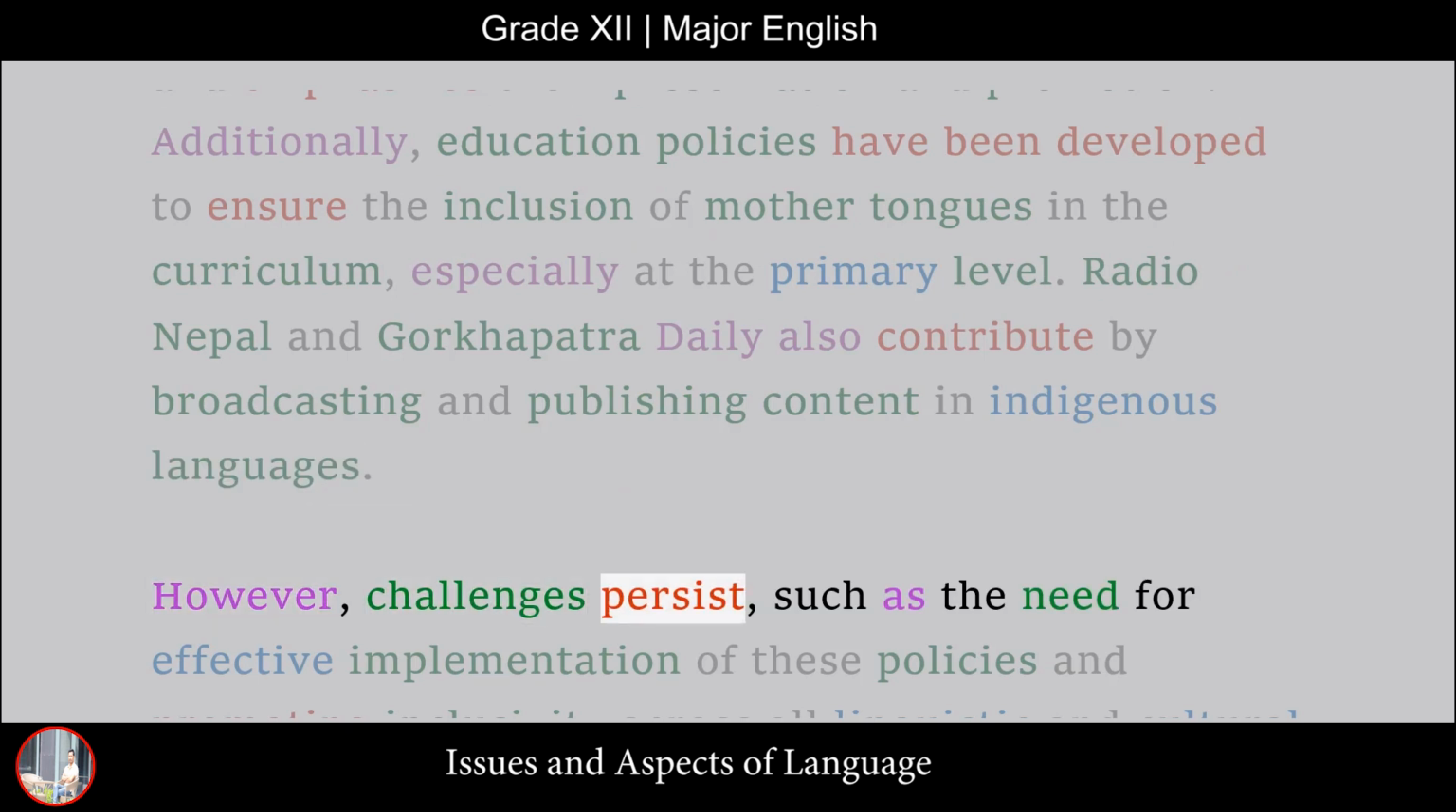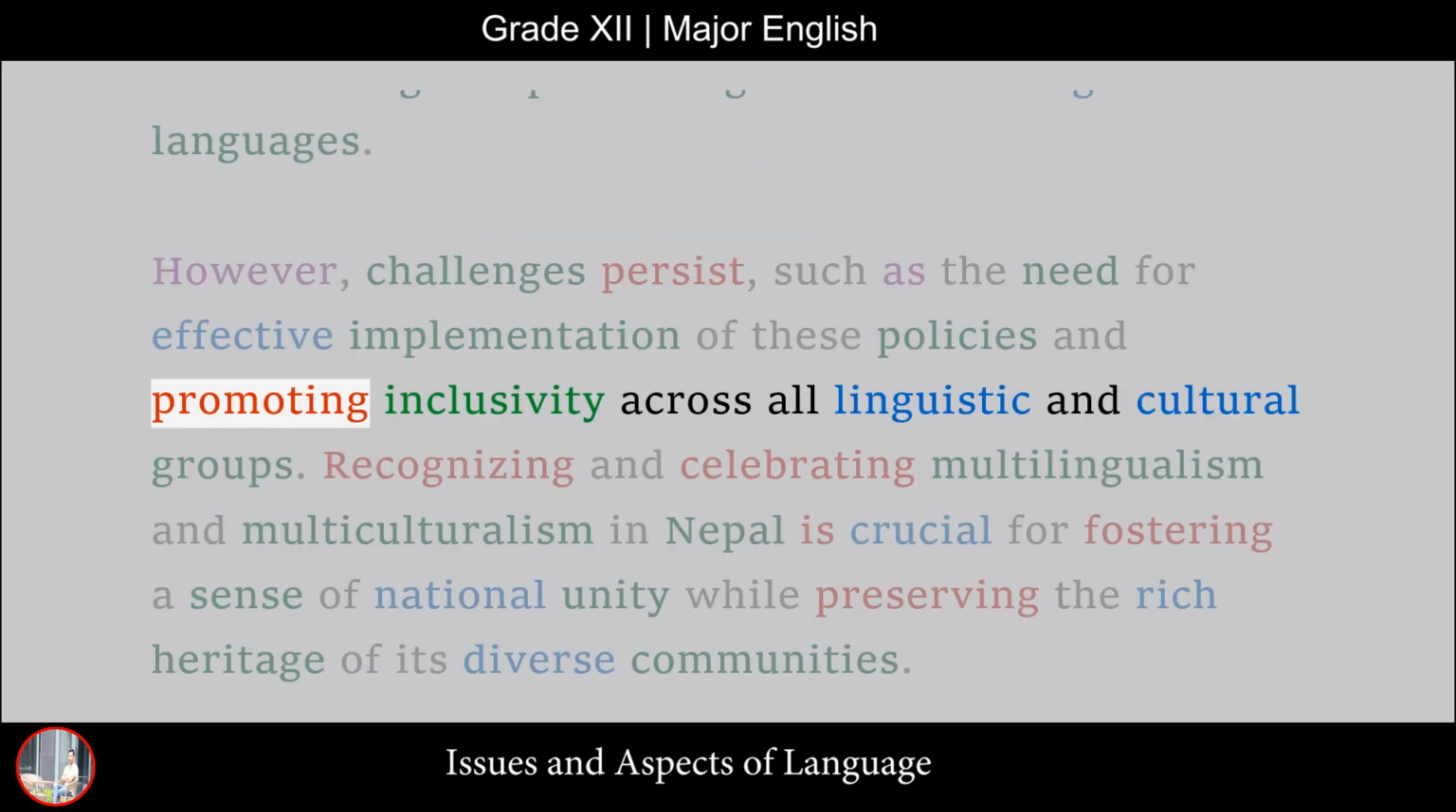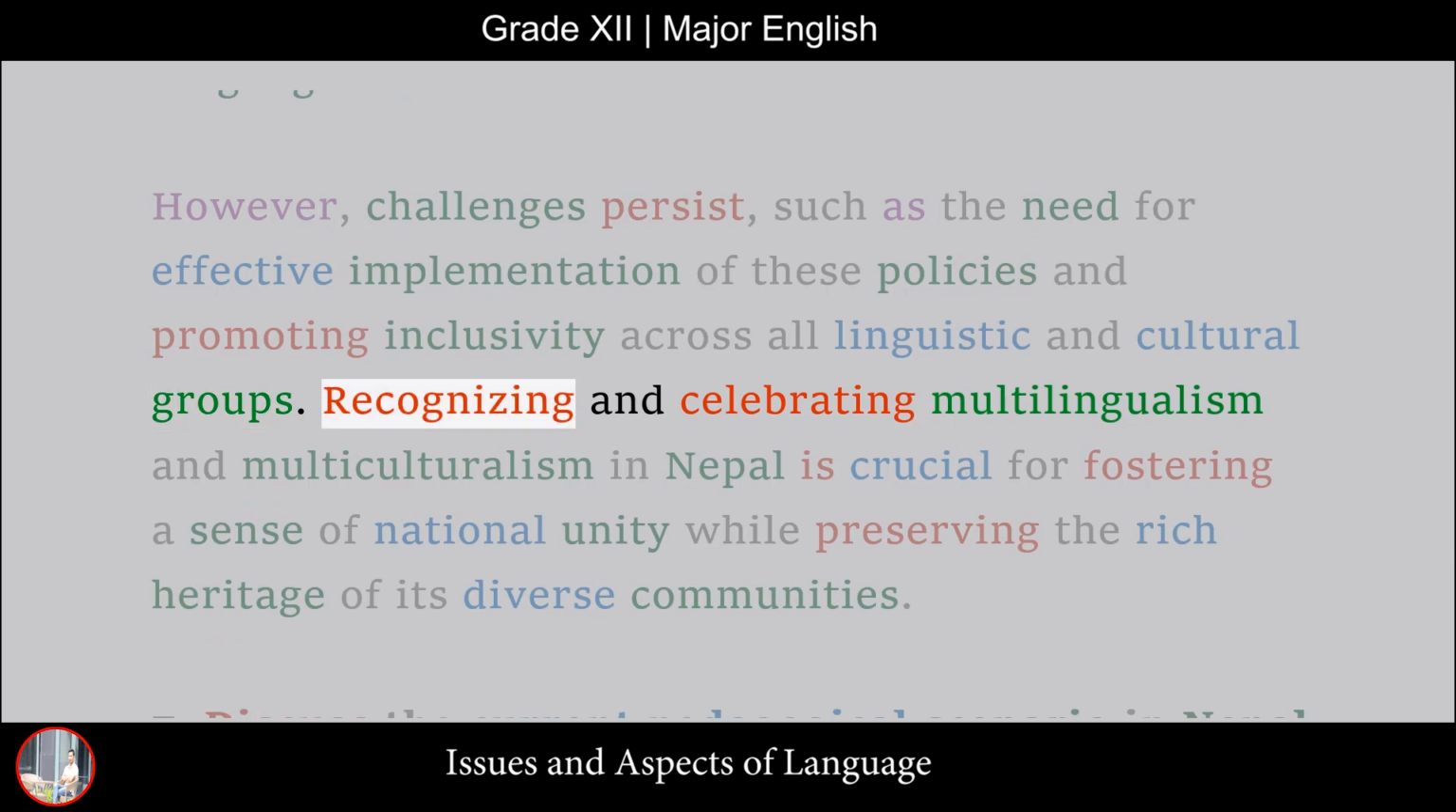However, challenges persist, such as the need for effective implementation of these policies and promoting inclusivity across all linguistic and cultural groups.